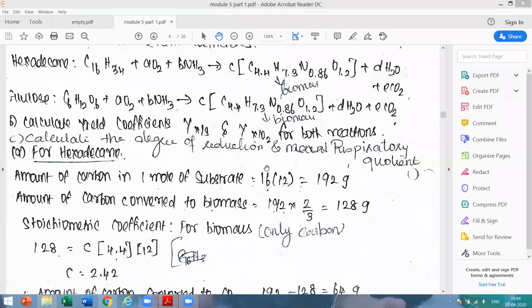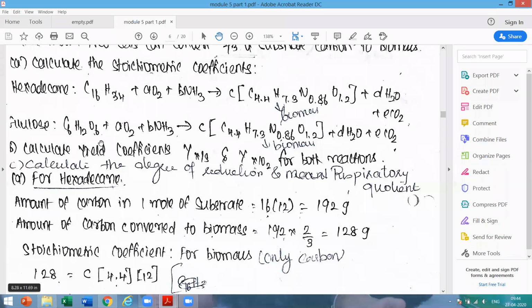Yes, ma'am. Okay. So whatever I have saved has been lost, whatever I have written. So I will explain with this only. They have given a problem and they have asked us to find the stoichiometric coefficient. This is the problem.